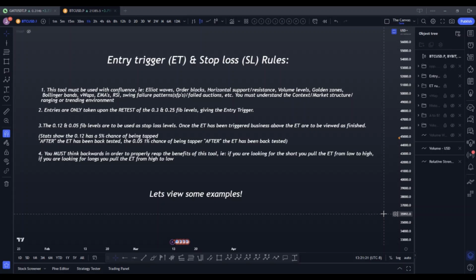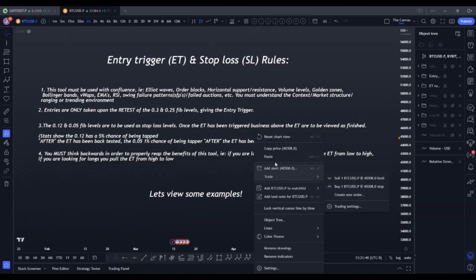Okay, rule number four. To use this tool, you must think backwards in order to properly reap the benefits of the tool. So if you are looking for shorts, you pull the tool from low to high, and then vice versa. If you're looking for longs, you want to pull the entry trigger from high to low. And now let's get into some examples.